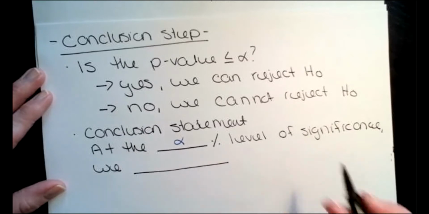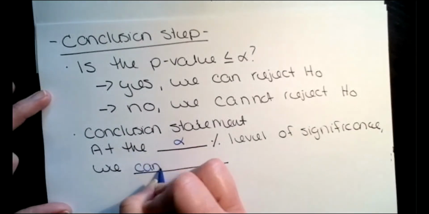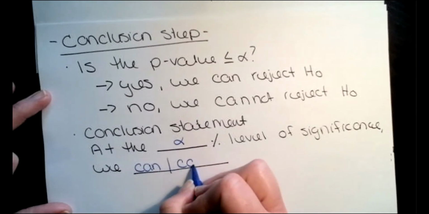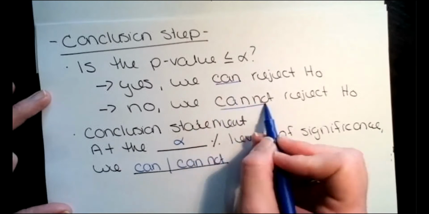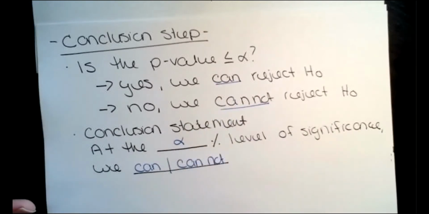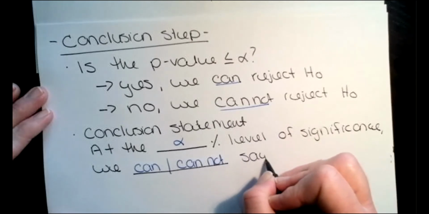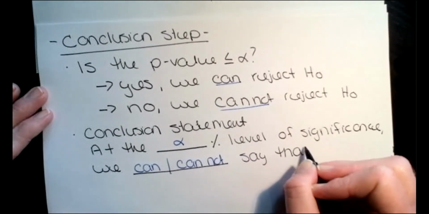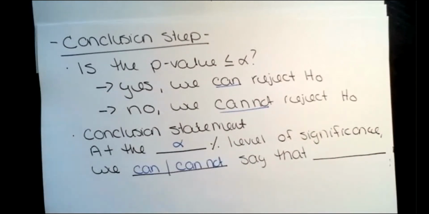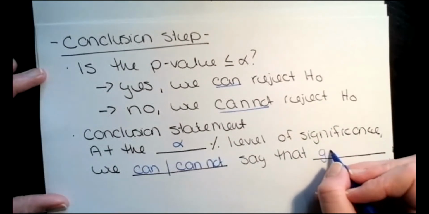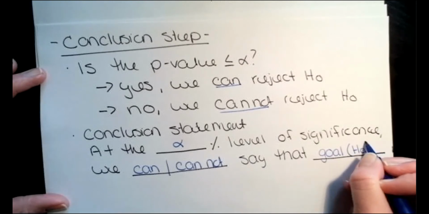And then I'm going to say can or cannot. And that's going to match up here. Can or cannot. Say that, and we're going to write our goal or our HA here, which is the same thing as the goal. I'm just going to write HA so we know.